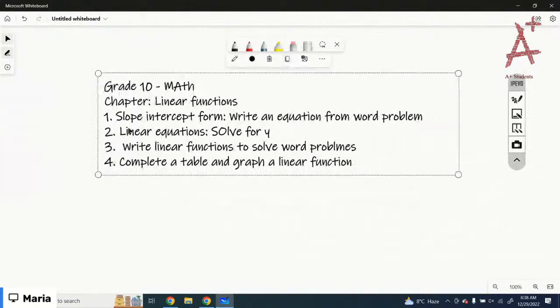So here is the list of the lessons we have covered today. We are working on grade 10 maths. The chapter is linear function. You can find the chapter in grade 9 maths, and the lessons we did are slope intercept form, write an equation from word problems, linear equations solve for y, write linear functions to solve word problems, and then complete a table and graph a linear function. So if you have any question, you can ask. I'm here to answer all your questions.